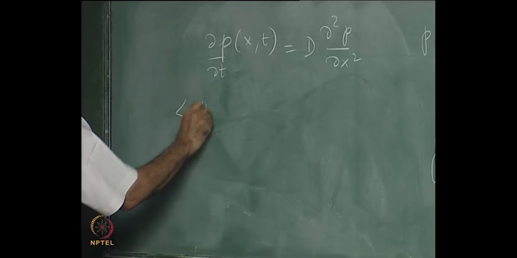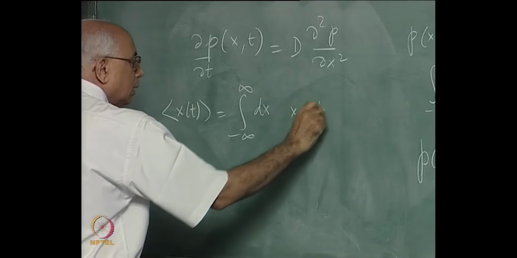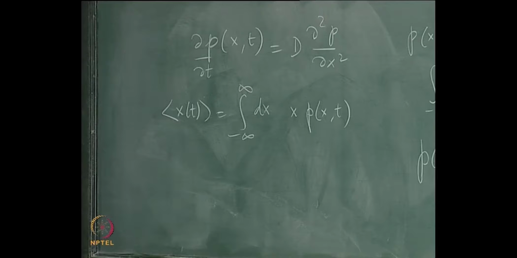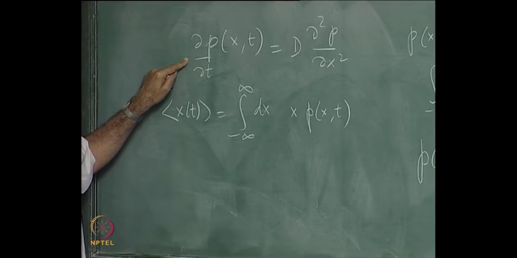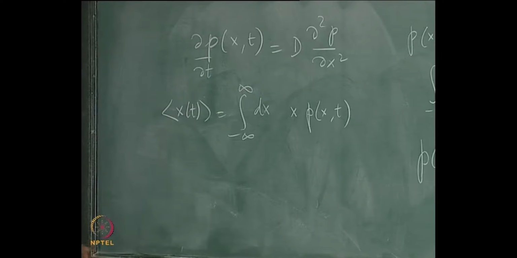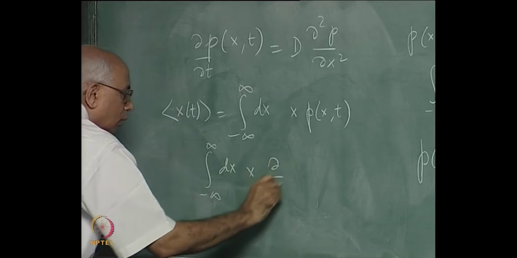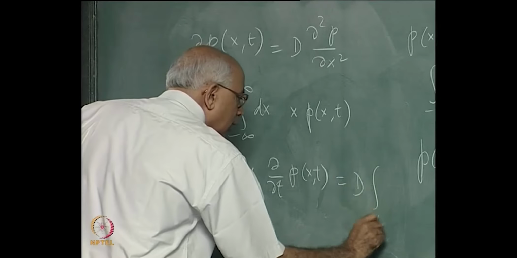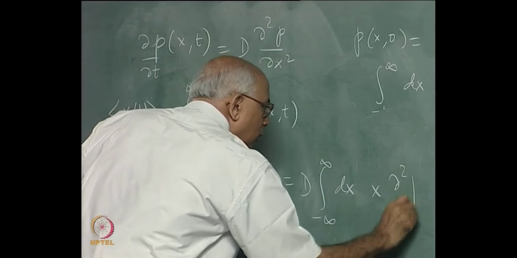Well, I would like to compute ⟨x(t)⟩ equal to an integral dx x times p(x,t). If this is normalized to unity, then this is the definition of the mean value. So let us do that. Let us multiply both sides of this equation by x and integrate over all x. So I multiply by x on both sides and integrate from minus infinity to infinity. I have the integral from minus infinity to infinity dx x times ∂/∂t p(x,t) equal to D times the integral from minus infinity to infinity dx x times ∂²p/∂x².